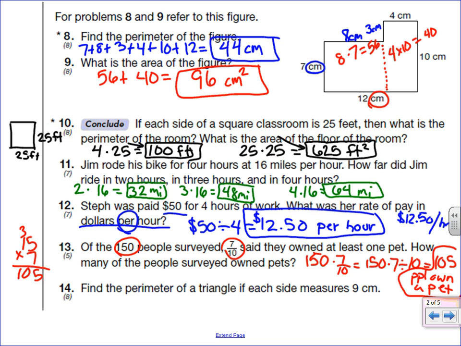Find the perimeter of a triangle if each side is 9 centimeters. So it's an equilateral triangle. We have 9 centimeters, 9 centimeters, and 9 centimeters. So 9 plus 9 plus 9, we add when we're finding the perimeter, is 27 centimeters.